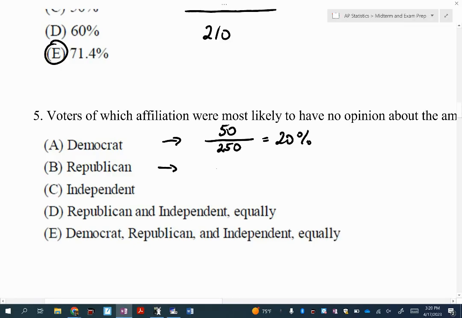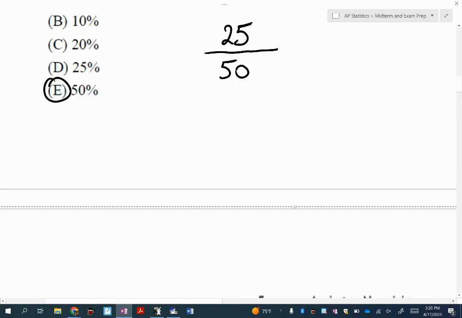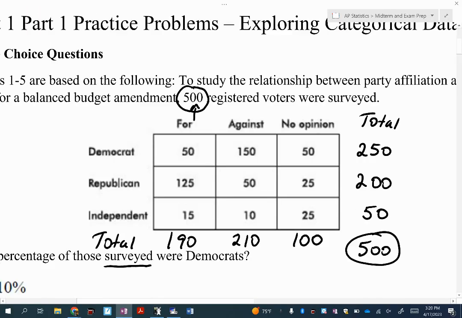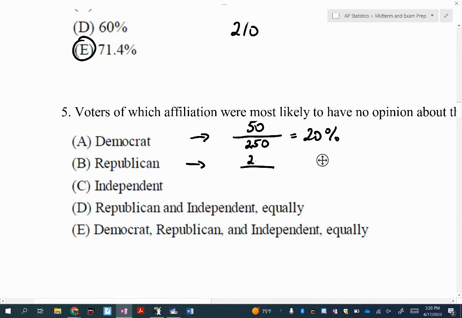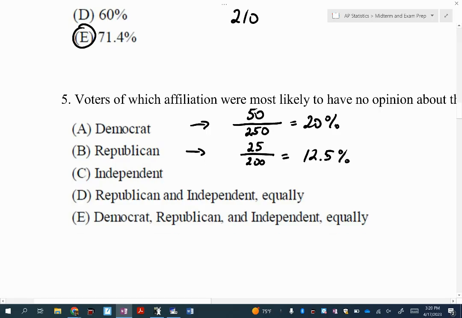How many Republicans were there? 200. And how many said they'd have no opinion? 25 out of 200. It is exactly 12.5%. All right, Benjamin, maybe this is a good seed for you.